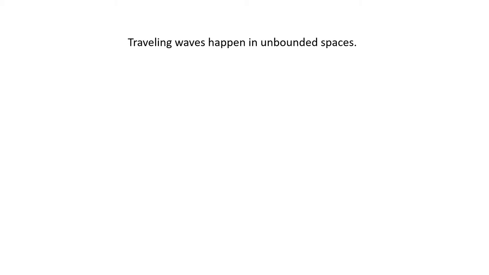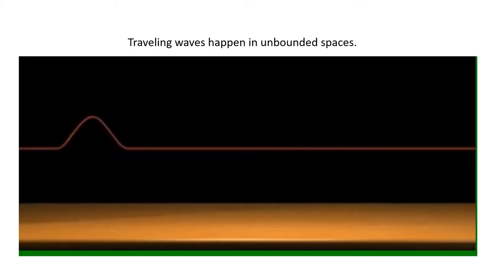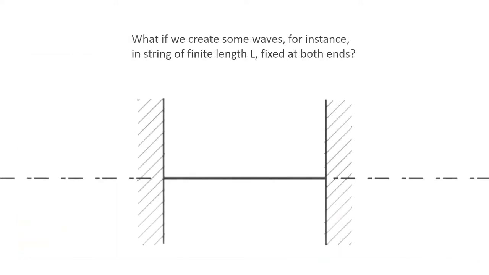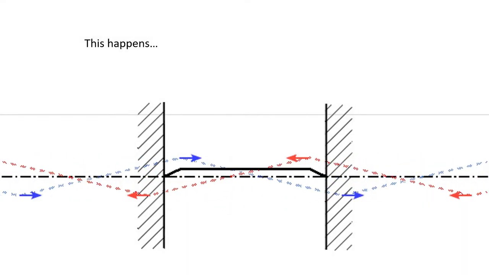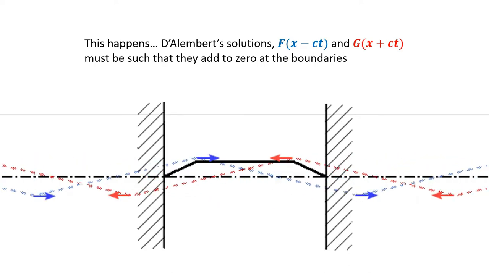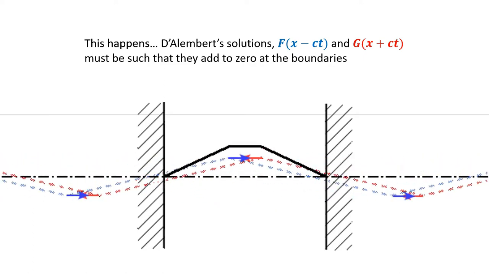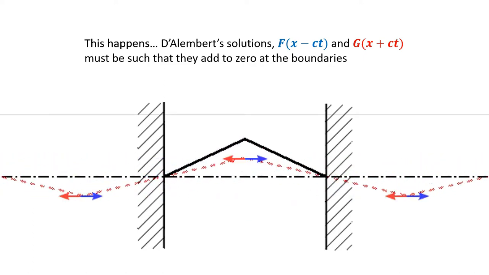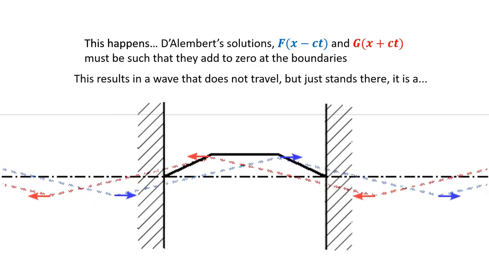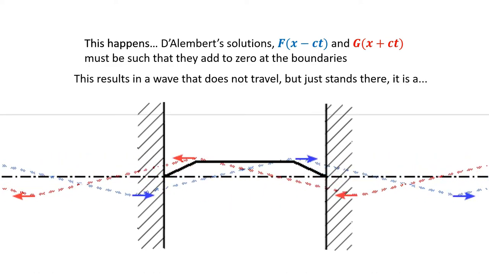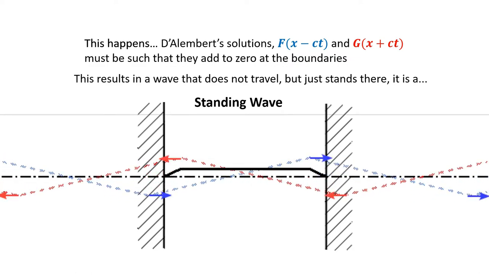Traveling waves happen in unbounded spaces. What if we create some waves, for instance, in a string of finite length L, fixed at both ends? This happens. D'Alembert solutions F in X minus CT and G in X plus CT must be such that they add to zero at their boundaries. This results in a wave that does not travel, but stands there. It is a standing wave.